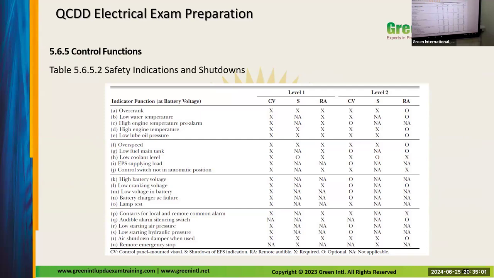So from this table, first thing, level 1, level 2, we have two categories. And these are the indicators. And CV stands for control panel, mounted visuals, shutdown. We have some words here, and we will refer to that.